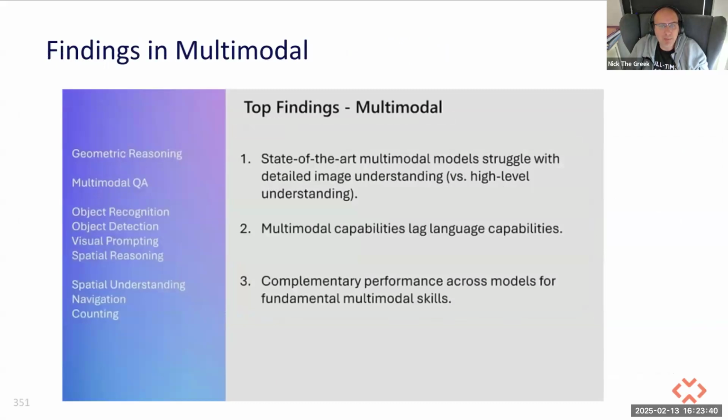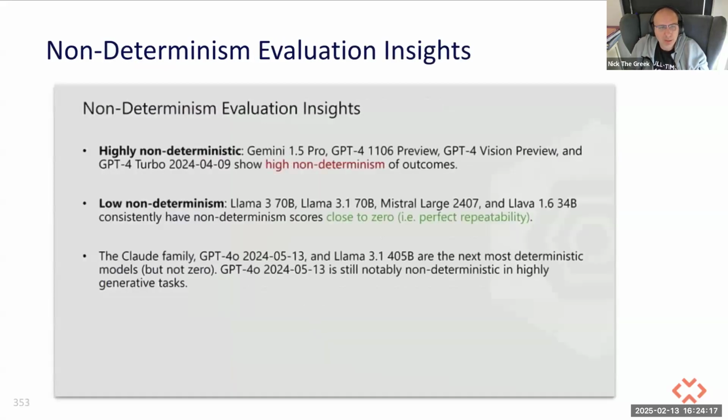About the multimodal models, they say that the state-of-the-art multimodal models struggle with detailed image understanding and high-level understanding. That's kind of how I started this series, with that DALL-E image, trying to explain that although that was image generation, it wasn't multimodal. I've seen that in practice: multimodal capabilities, language capabilities, and complementary performance across models for fundamental multimodal skills. It's there.